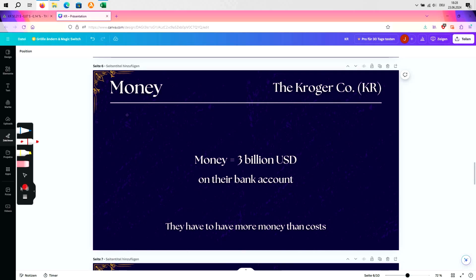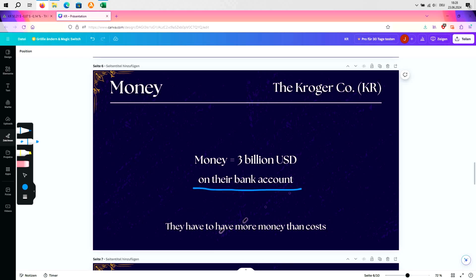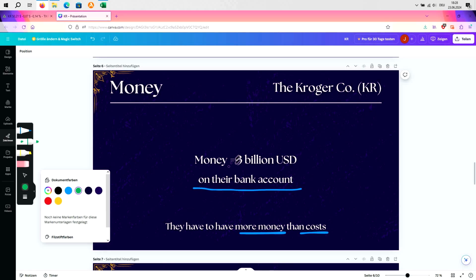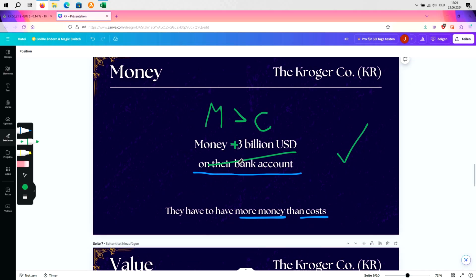Now we come to the money, and with the money I mean how much money do they have in their bank account. And generally, they have to have more money than costs. Now, how do we know if they have more money than costs? It's very simple. Just take a look at the bank account. They have $3 billion in plus. So it's quite logical that the money in their bank account is higher than the costs that they have. So that's a good sign. We want to see the bank accounts in plus. So we are good to go in terms of that, okay?